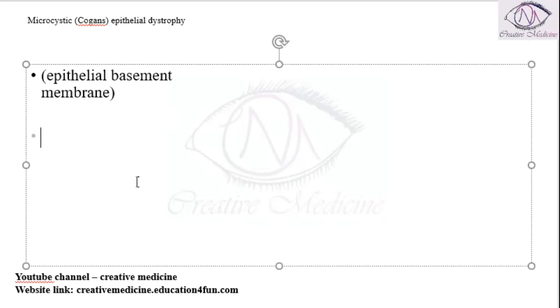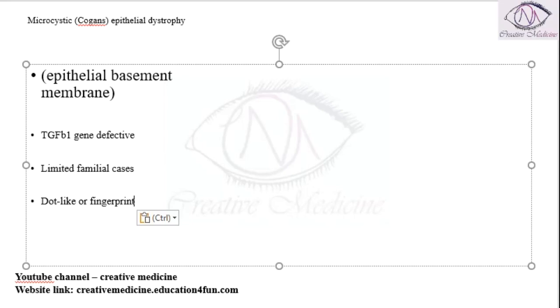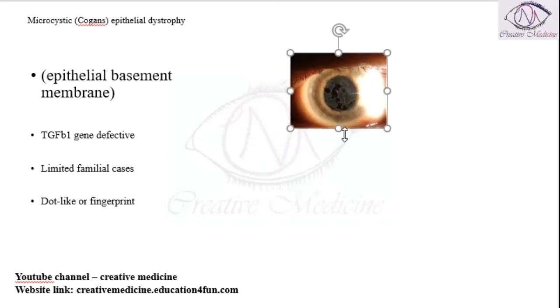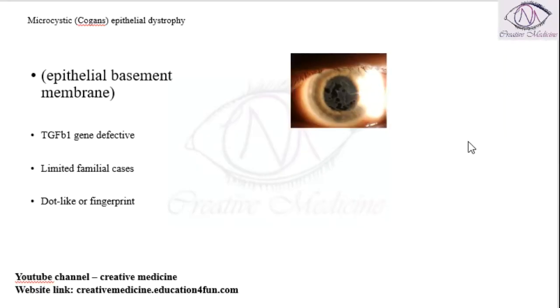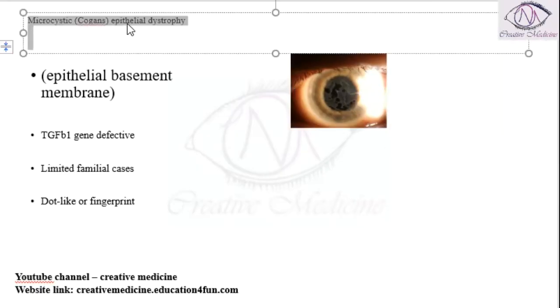Here there is a defect in the TGFBI gene, and a limited number of familial cases are associated with this Cogan's epithelial dystrophy. Here we see the presence of a dot-like or fingerprint pattern. If you see the picture, this is Cogan's dystrophy with the fingerprint pattern seen here. This is Cogan's or microcystic epithelial dystrophy.